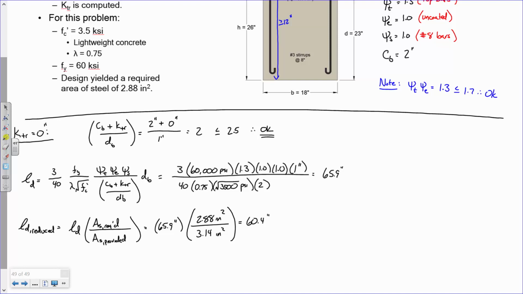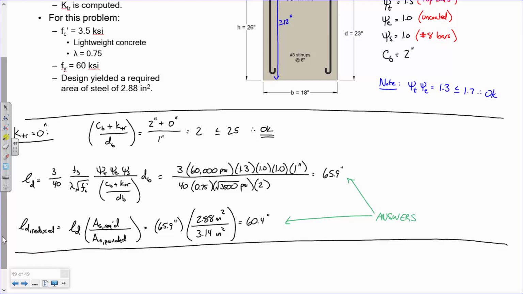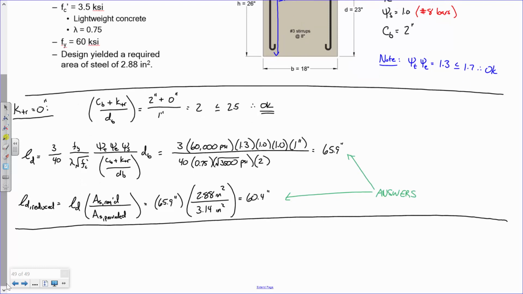Do I have a second on that? Everybody good? All right. Sound good? Now we're still getting some numbers that are a little long, so maybe we can try and look at KTR. Let's see what happens if KTR is not 0. What if we compute KTR? Let's see what happens.